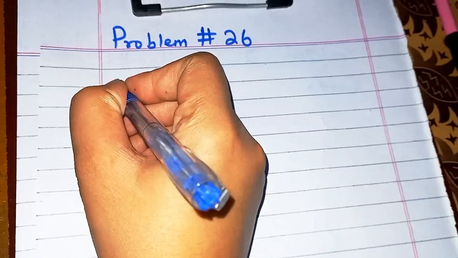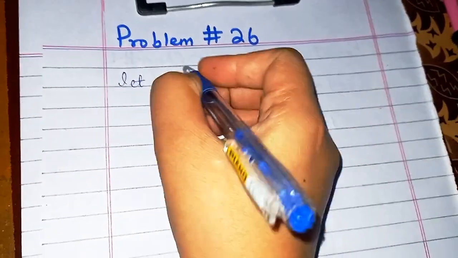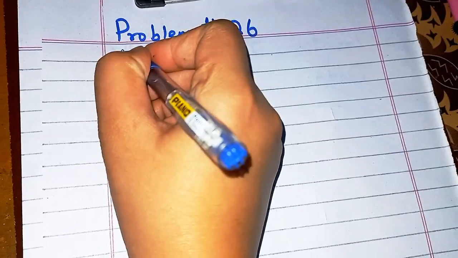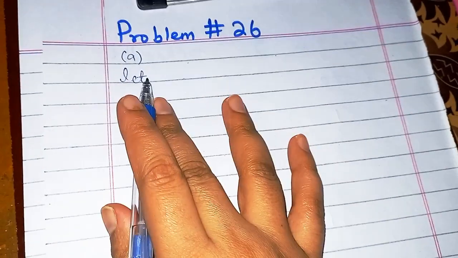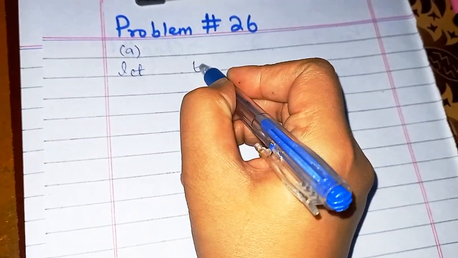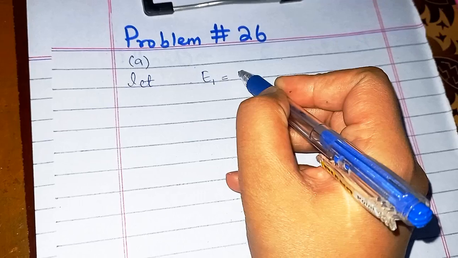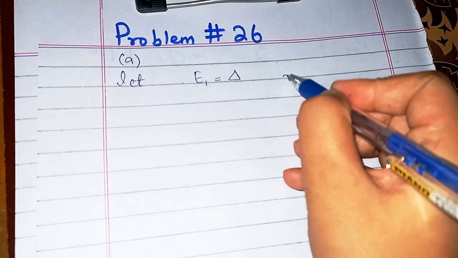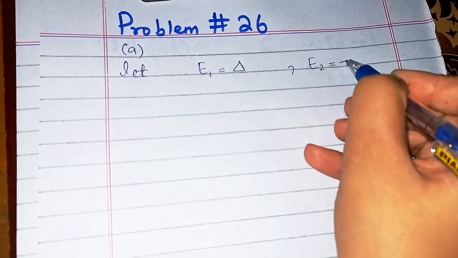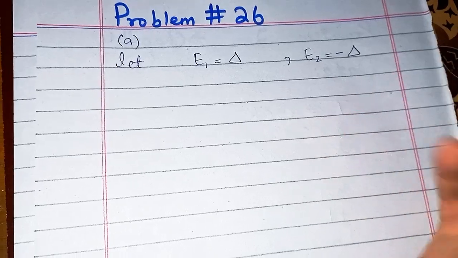And first of all, in part A, let the first energy state that it can have be plus delta, and another energy state that the system could have be minus delta.